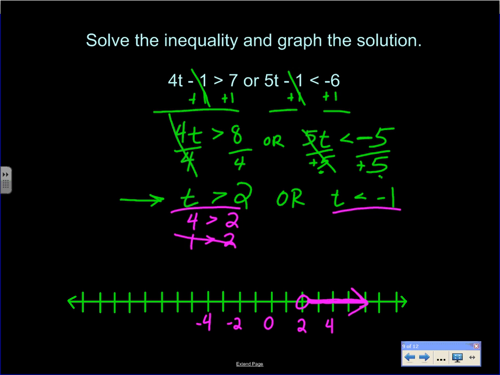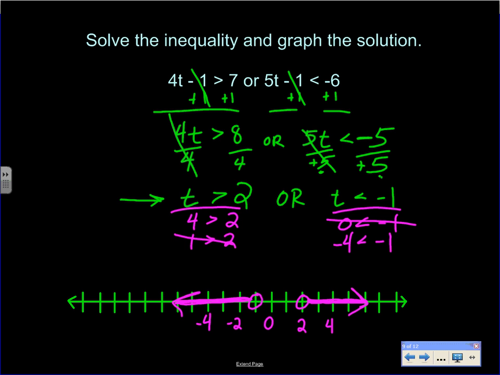t is less than -1, so open circle? Yes, open circle at -1. Pick some test points. 0 is on the right. What number is on the left? You can pick any number. I picked -4. Is 0 less than -1? No. Is -4 less than -1? Yeah, you got it. -4 is less than -1. So therefore, the arrow points towards -4, and all the numbers that are less than -1 is the way the arrow is pointing.